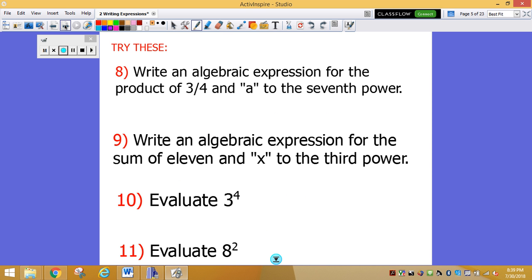All right, number 8, let's try this one. Okay, I see a fraction. That's okay. Write an algebraic expression for the product. So that's a key word. Product means multiply. So we're going to do 3/4.